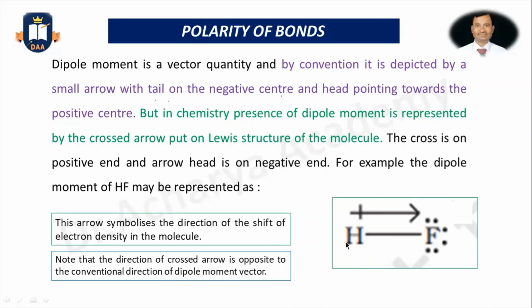This hydrogen is positive in character compared to the fluorine atom, because fluorine atom is most electronegative. So this arrow with this cross tail will be above this electropositive hydrogen atom as per the chemistry convention of the presence of dipole moment. And it is written there, this is the convention in the chemistry subject.